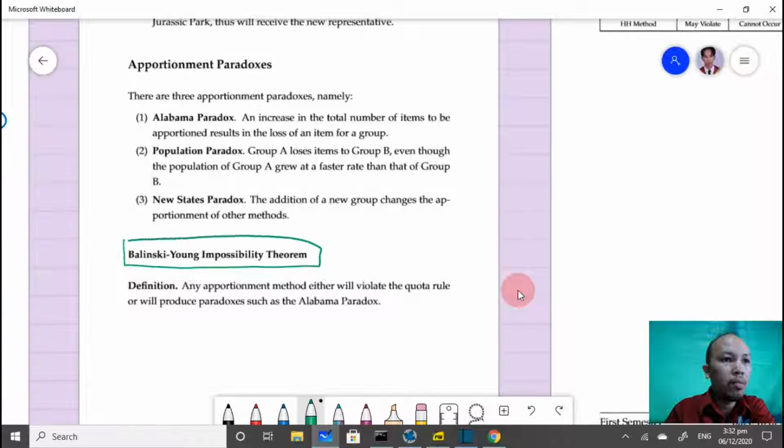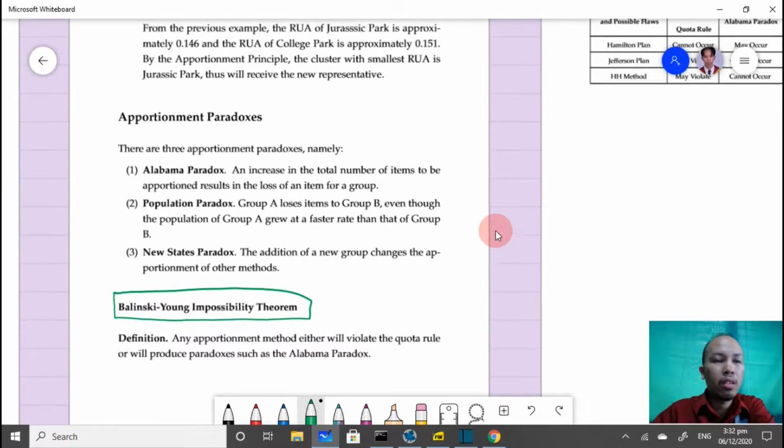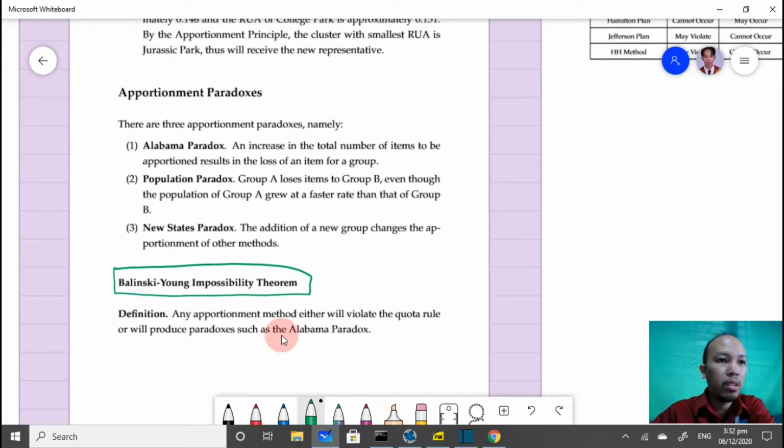Okay, what does this mean? This means that in any given apportionment method, either it will violate the quota rule or will produce paradoxes such as the Alabama paradox, the new state paradox, or the population paradox. Please do remember that there's no perfect apportionment method. This theorem says that there is no perfect apportionment method.